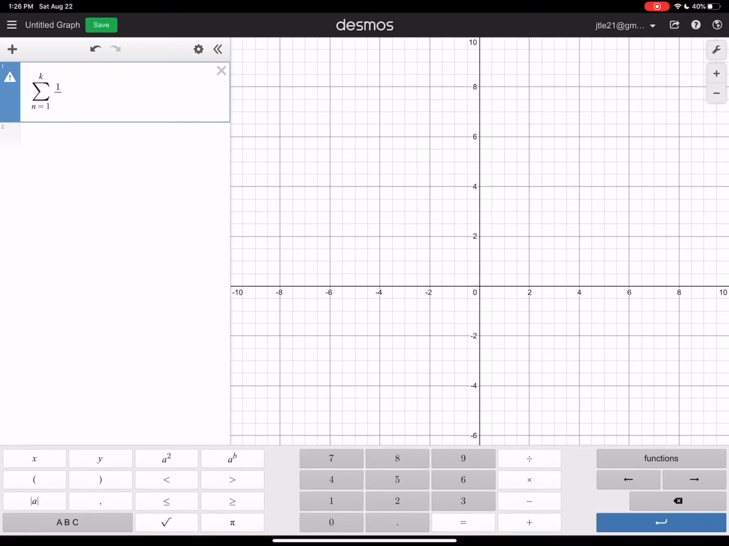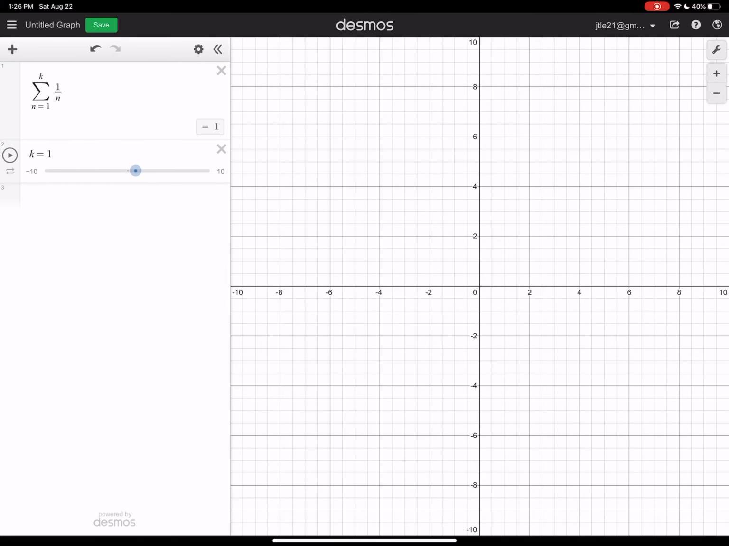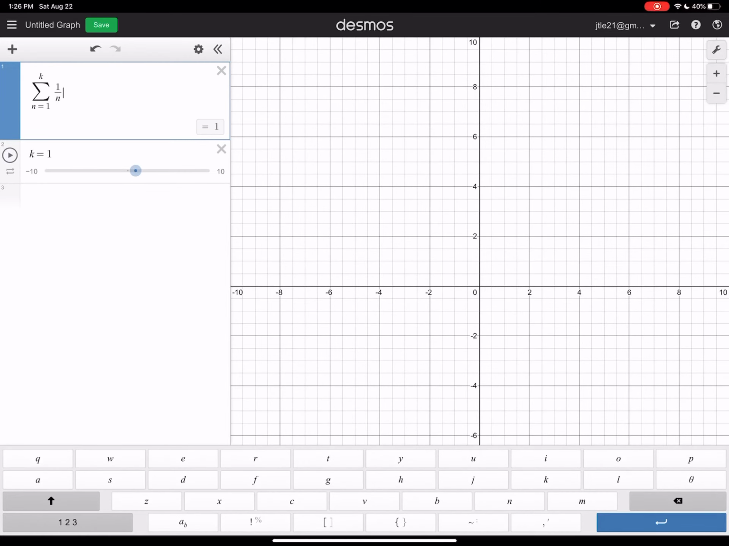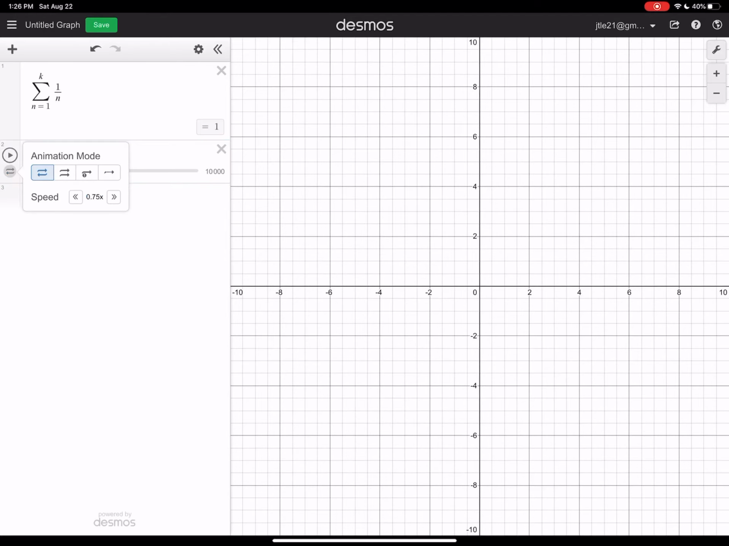1 over... Okay, so here let's go from 0 to 10,000, and we'll slow it down. Okay, so a summation is basically just a very fast way of adding numbers, okay? So when it's 1 over 1, my answer is right there in that little tiny box that says equals 1.